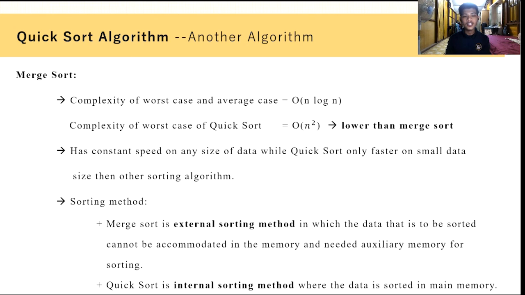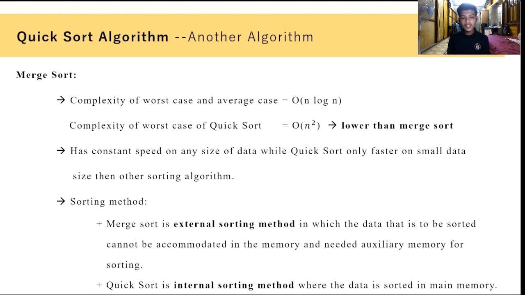Other than that, the complexity of worst case and average case for the merge sort is the same, which is big O of n log n, while the complexity of worst case of quicksort is big O of n squared, which is higher than the merge sort. As for the speed, merge sort has a constant speed on any size of data, while quicksort is only faster on small data sizes than the other sorting algorithms.